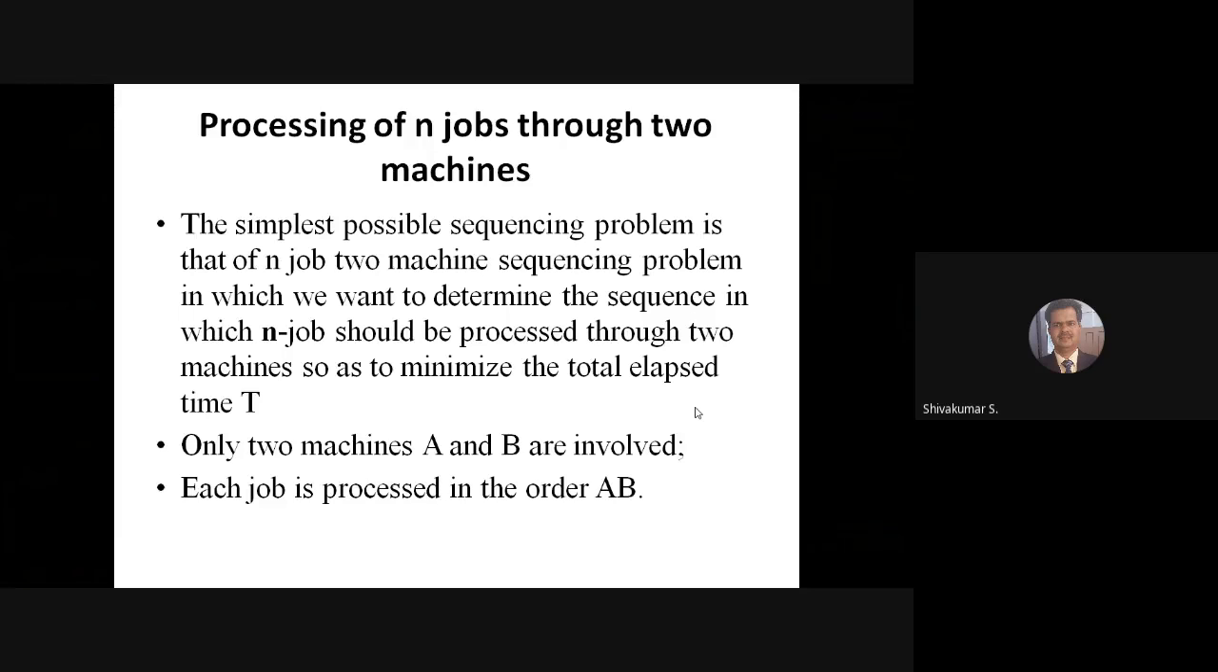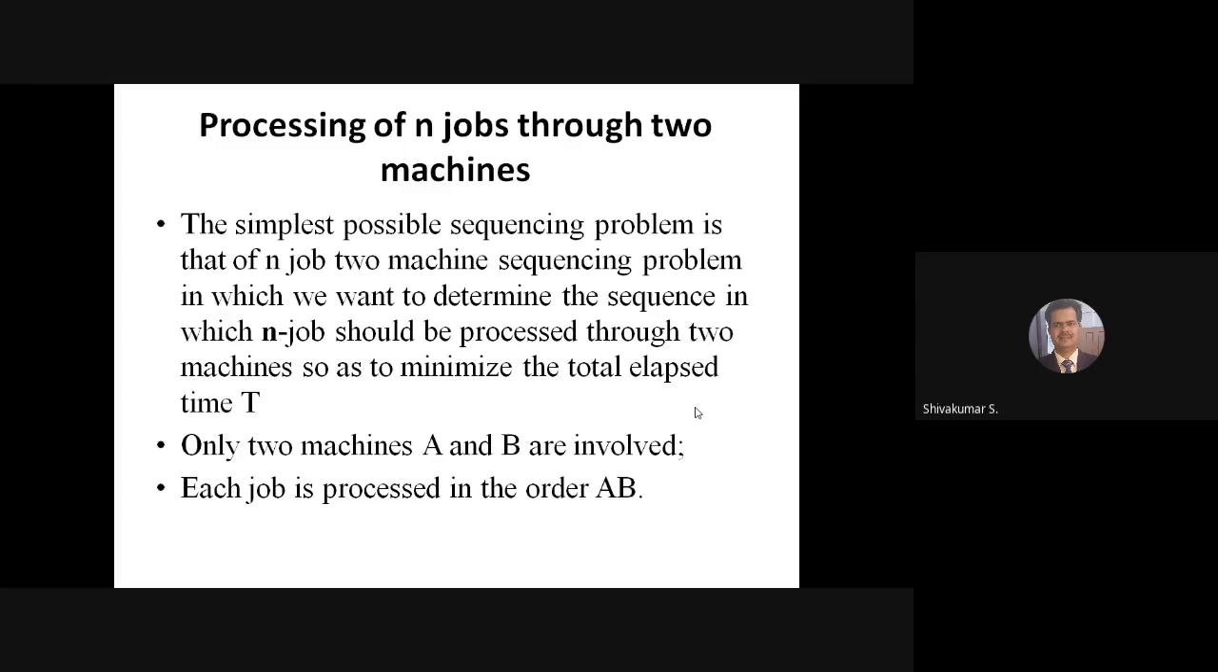The simplest possible sequencing problem is the n job 2 machine sequencing problem, in which we want to determine the sequence in which n jobs should be processed through 2 machines so as to minimize the total elapsed time T. What do you mean by total elapsed time? Total elapsed time is equal to the processing time of all the jobs plus the idle time.